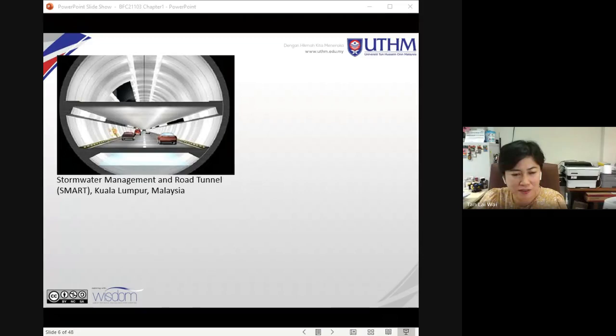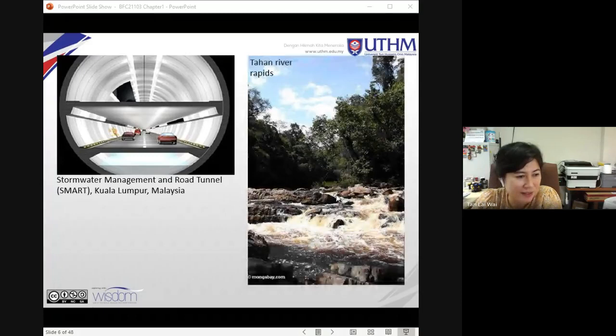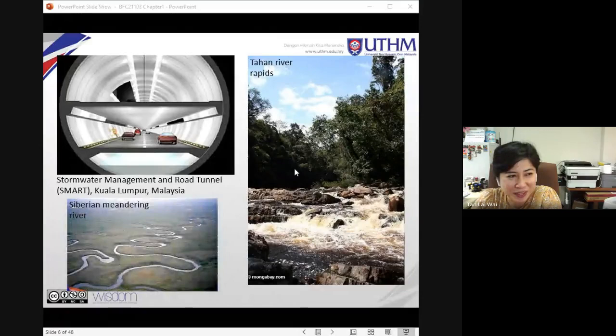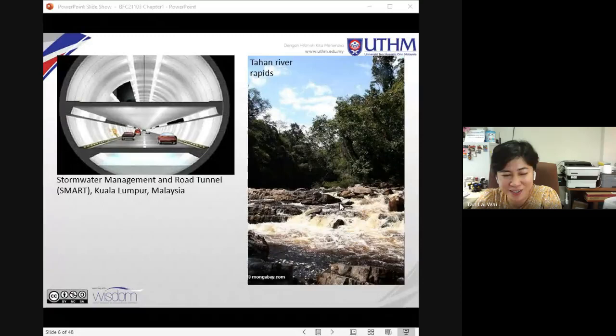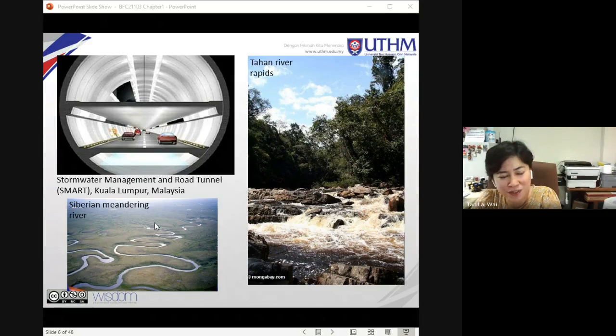This is an example also, alright? When I show this Tahan River rapids, you get to analyze this in chapter 4, which is rapidly varied flow, the hydraulic jump. And then you have this meandering river. It's very interesting to learn about hydraulics because you get to analyze all this. And if you take elective courses in your fourth year, you can also determine which part is being eroded or where accretion will occur.